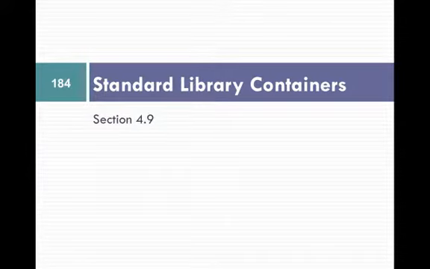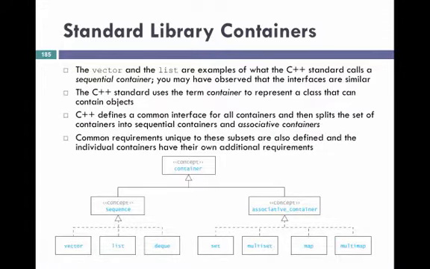Let's talk about the standard library containers. Vector and lists are examples of sequential containers, and you have observed that the interfaces are similar. Now, the C++ standard uses the term container to represent a class that can contain objects. C++ defines a common interface for all containers and then splits the set of containers into sequential containers and associative containers. And common requirements unique to these subsets are also defined, and individual containers have their own additional requirements.